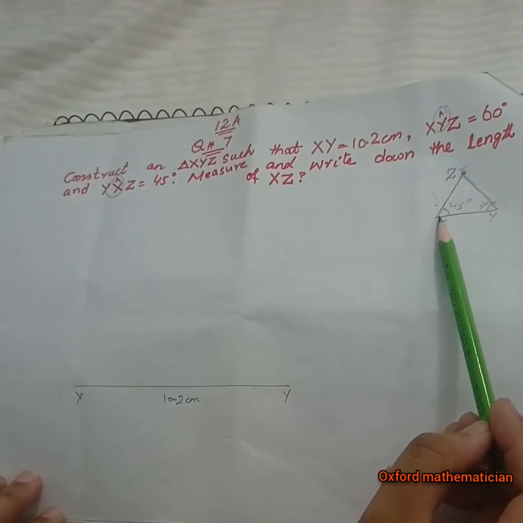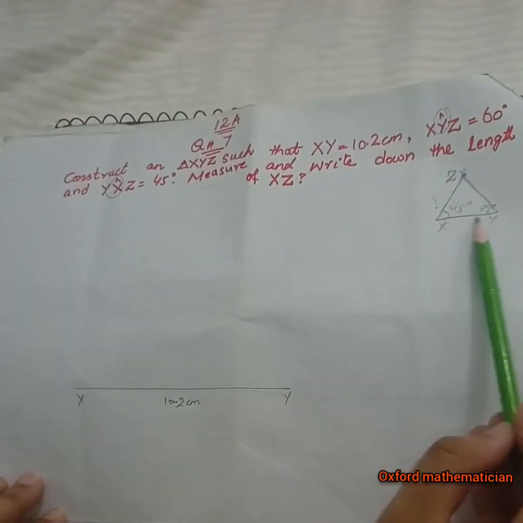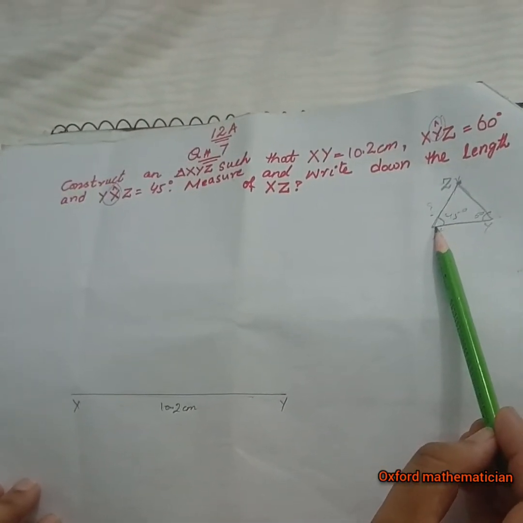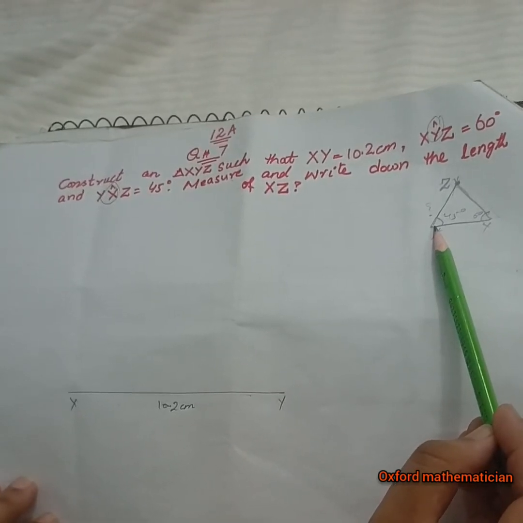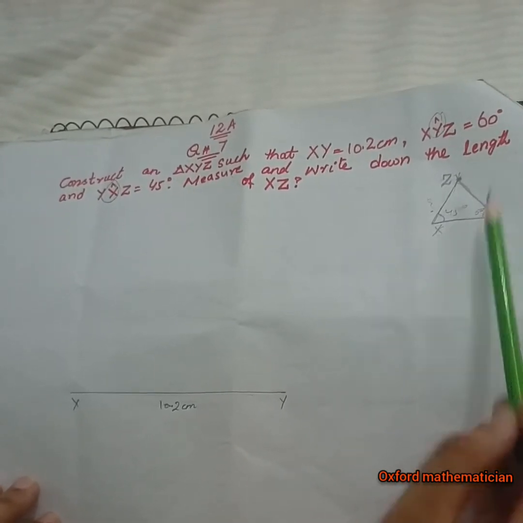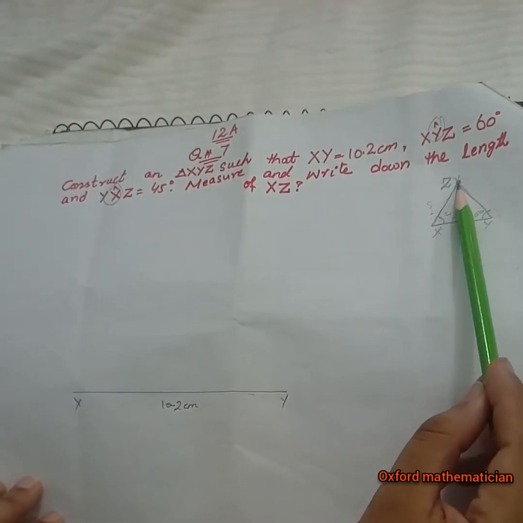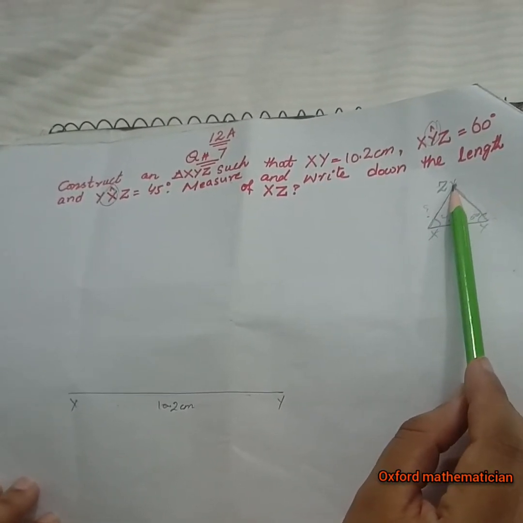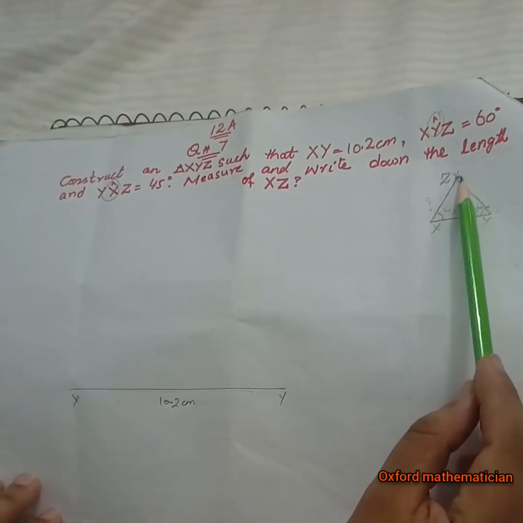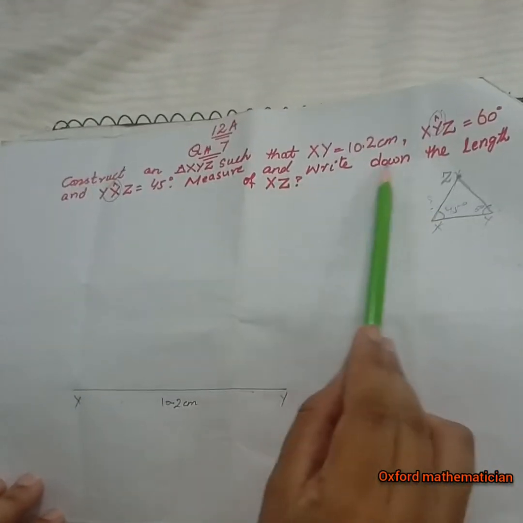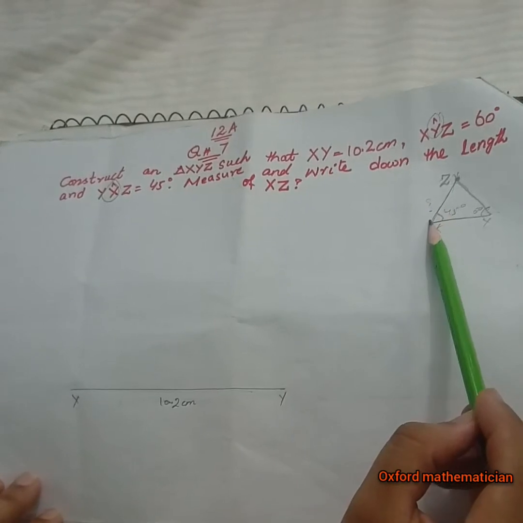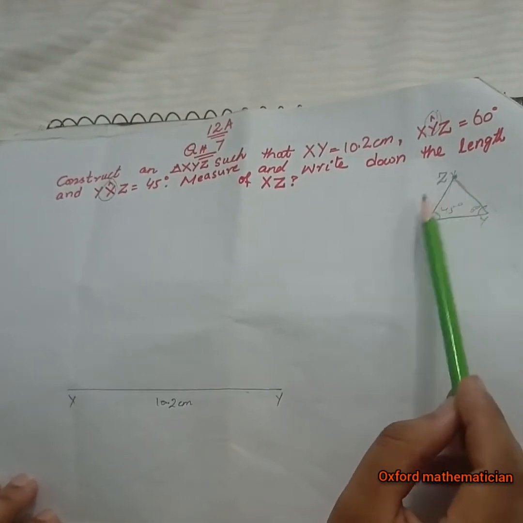Here we imaginary draw it. XY is a baseline, whereas X is the point where the angle is 45 and Y is the point where the angle is 60. Okay, enlarge these lines and join them. Here is the point somewhere Z. Measure and write down the length of XZ. We have to measure the length of XZ, which is unknown.